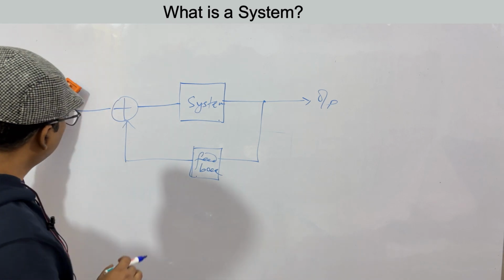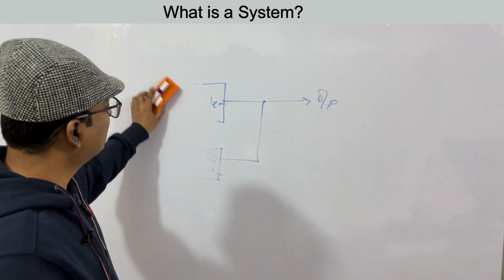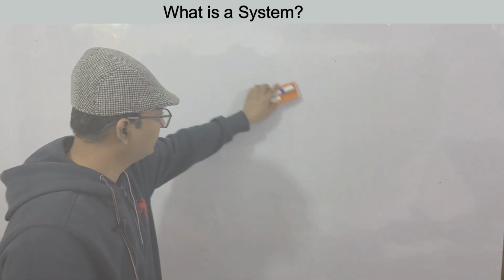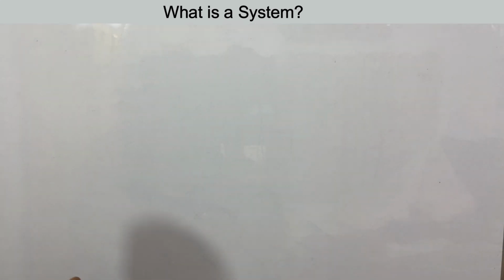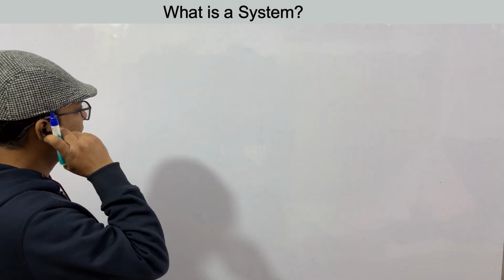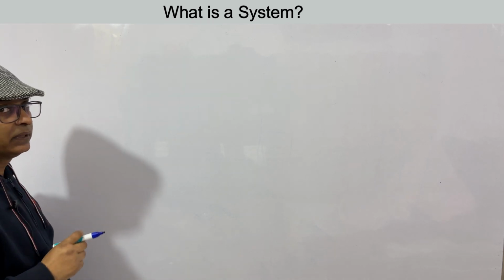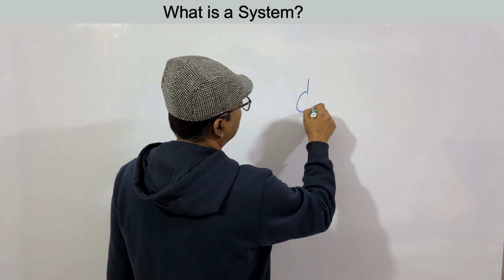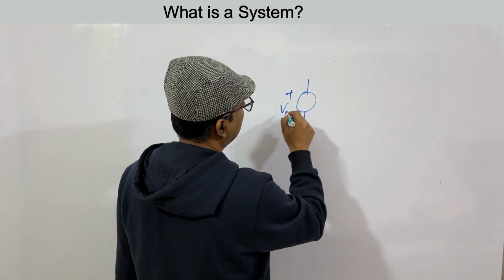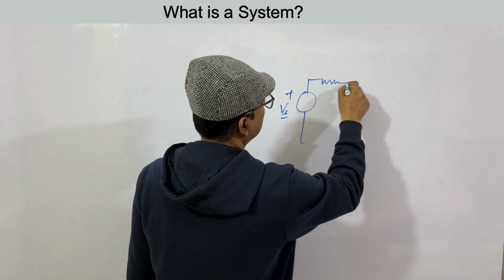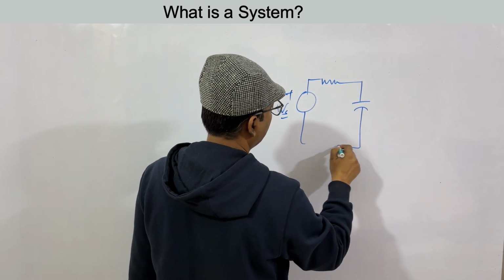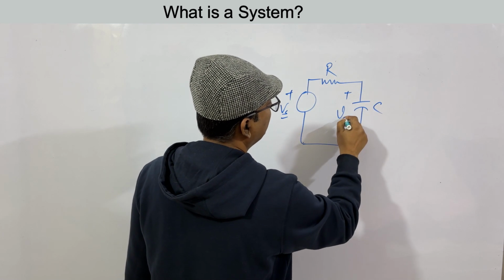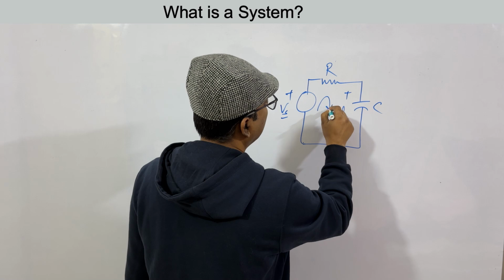Okay, so when the basics of a system are clear, let's understand certain properties of systems. But before that, let's understand what we mean by a system. A very simple example: this is a source Vs, this is a resistor R, and this is a capacitor C. This is Vc. Let the current be I.